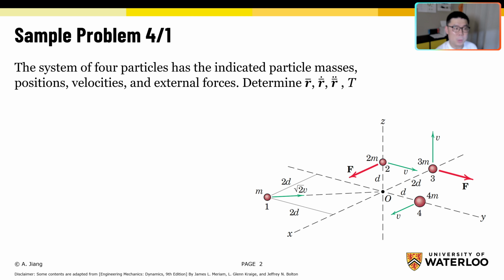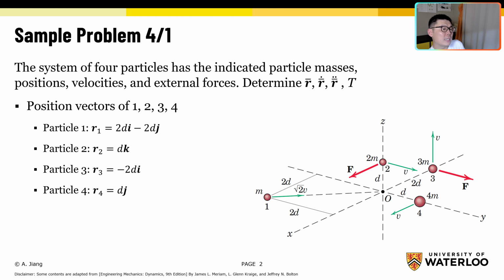In this example, we have 4 individual particles consisting of a system where each particle's position, velocity, and external force are given. Okay, we have the position, the velocity, and the forces as applied. So we want to find the first and second derivative of the position vector of the mass center and the kinetic energy of the system.